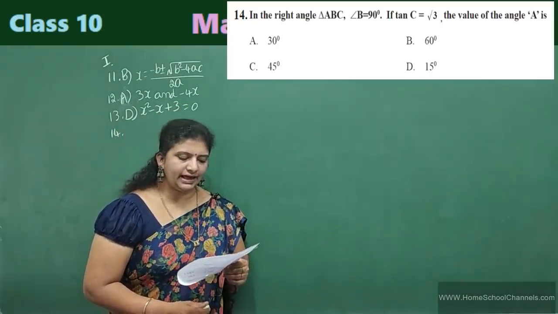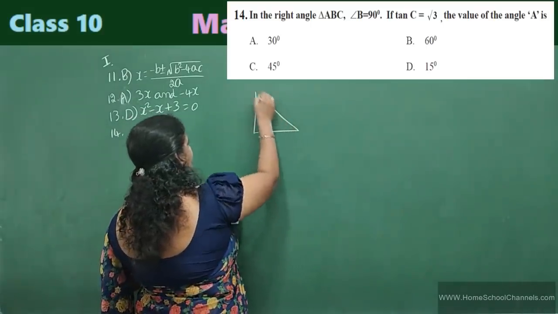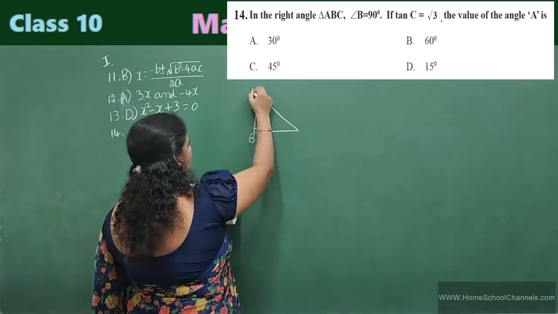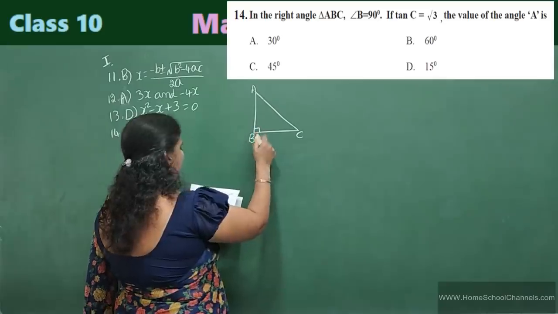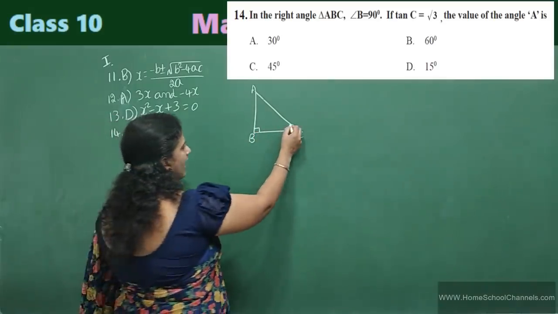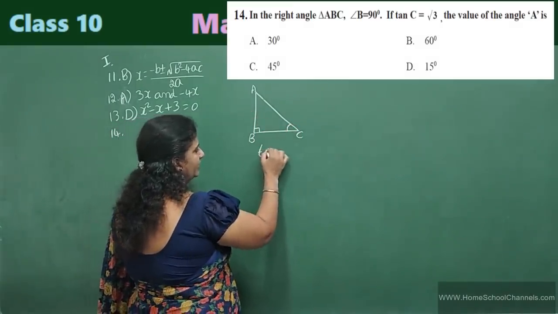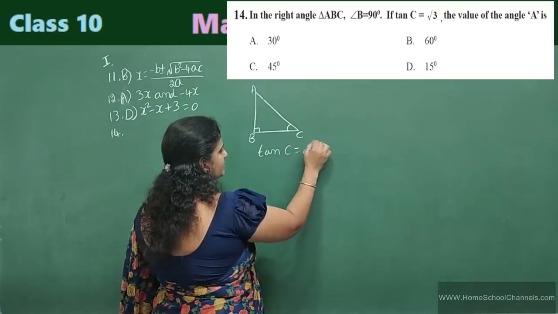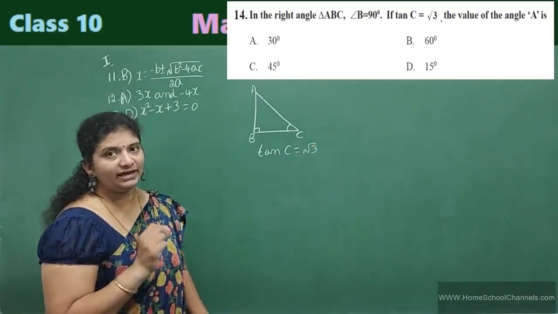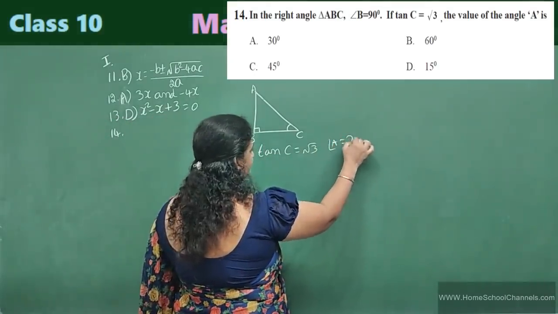14th one, in the right angle triangle ABC. Let me take a right angle triangle, and it is right angle at B, and this is 90 degree. If tan C is equal to root 3, the angle is here, tan C, opposite by adjacent. What did they give here? Tan C is equal to root 3. The value of angle A is, what is angle A is your question.